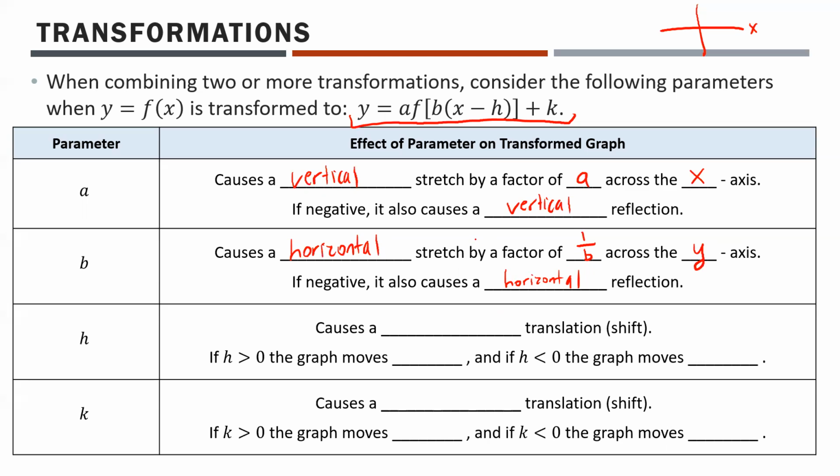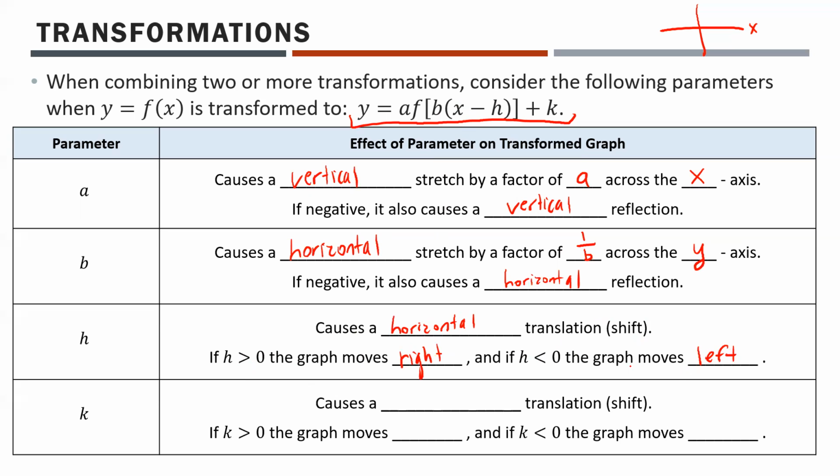Notice h is on the inside of the function as well. Since it's on the inside, we know it's a horizontal. And because it's adding or subtracting, it's a horizontal translation. In other words, a shift. If h is greater than 0, so if you're going like x minus some positive number, so x minus 5, well, since it's x minus 5, minusing means it's going right. So when h is positive, it goes right. And if h is negative, so if we went like x minus -3, well, x minus -3 would be like x plus 3. That's moving it to the left.